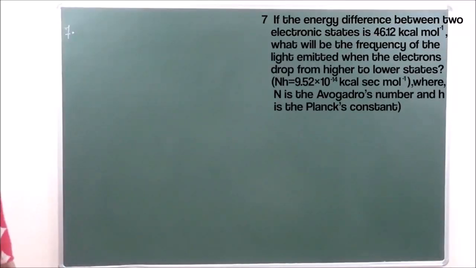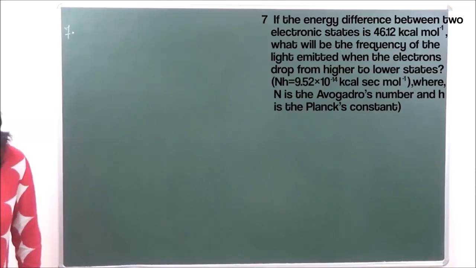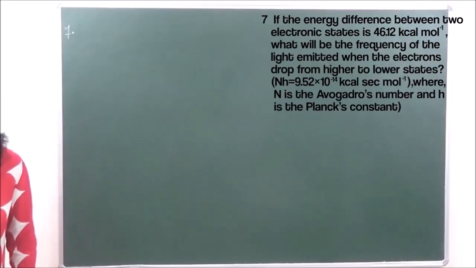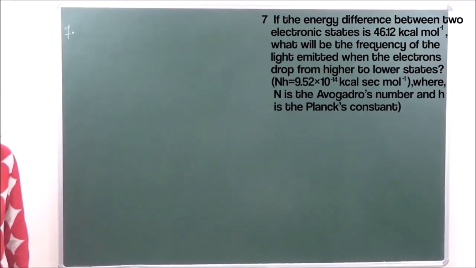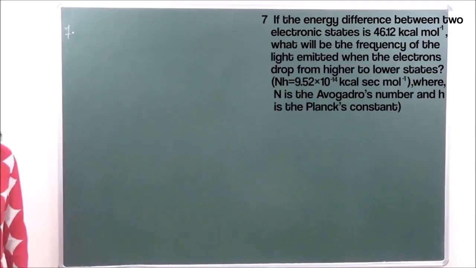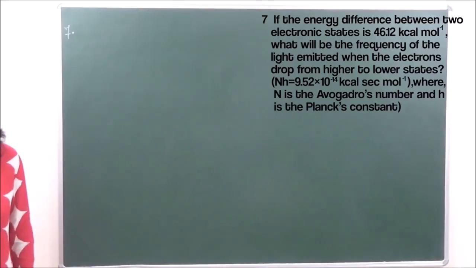Question number 7. If the energy difference between two electronic states is 46.12 kilocalories per mole, what will be the frequency of light emitted when the electrons drop from higher to lower states? They have given us the value NH is equal to 9.52 into 10 raised to the power minus 14 kilocalories second per mole, where N is Avogadro's number and H is Planck's constant.